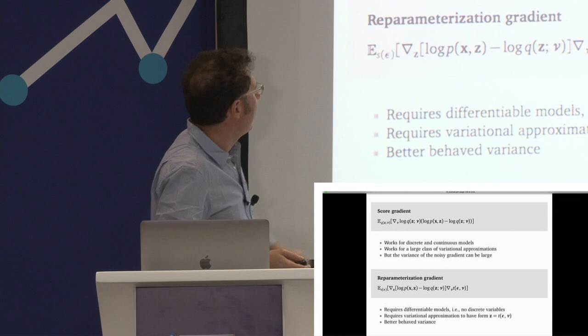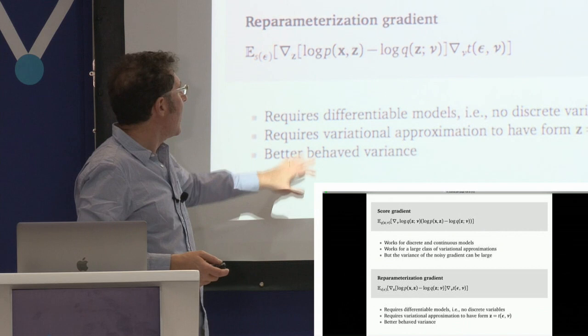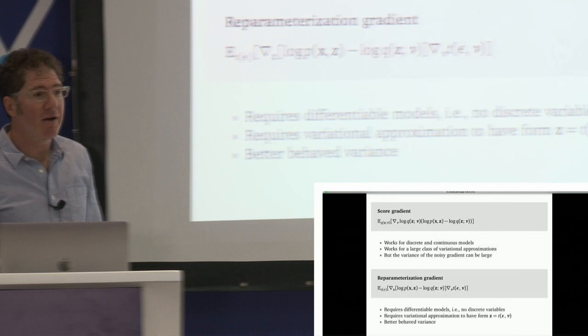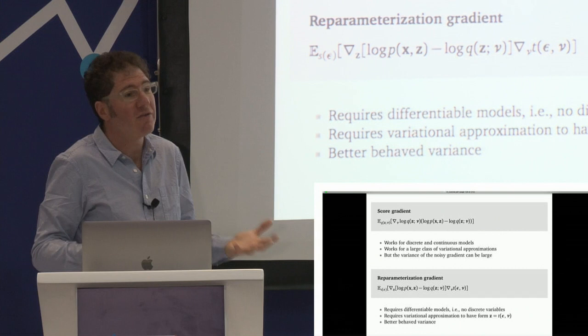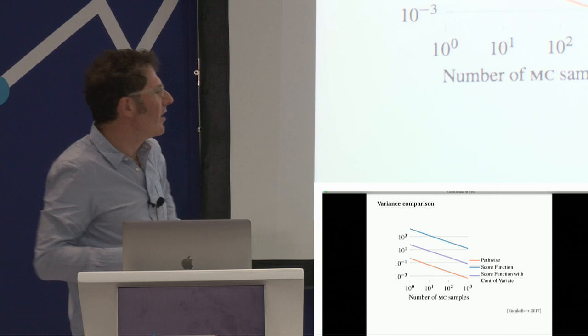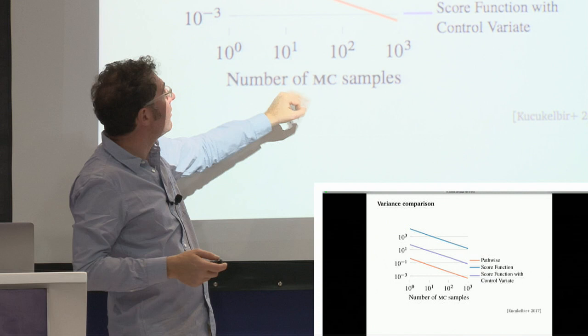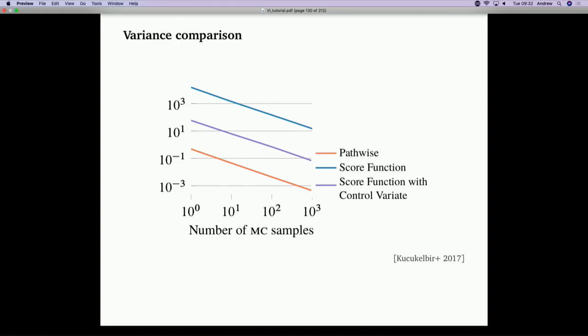Now, the reparameterization gradient requires differentiable models, so we can't use discrete variables. It requires the variational approximation to be transformable, but it has better behaved variance. I should also say it's computationally more expensive, because usually you have to calculate the gradient of the log joint as well as the log joint itself, and that costs more than just evaluating the log joint. In our review paper about variational inference, we did a little analysis with a toy model of the variance of the gradient, and we see what I just described.